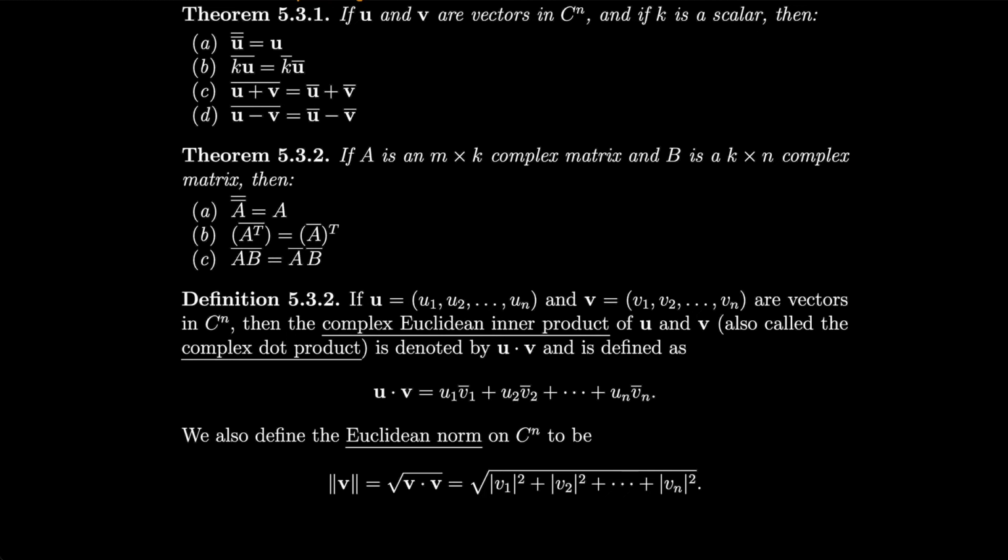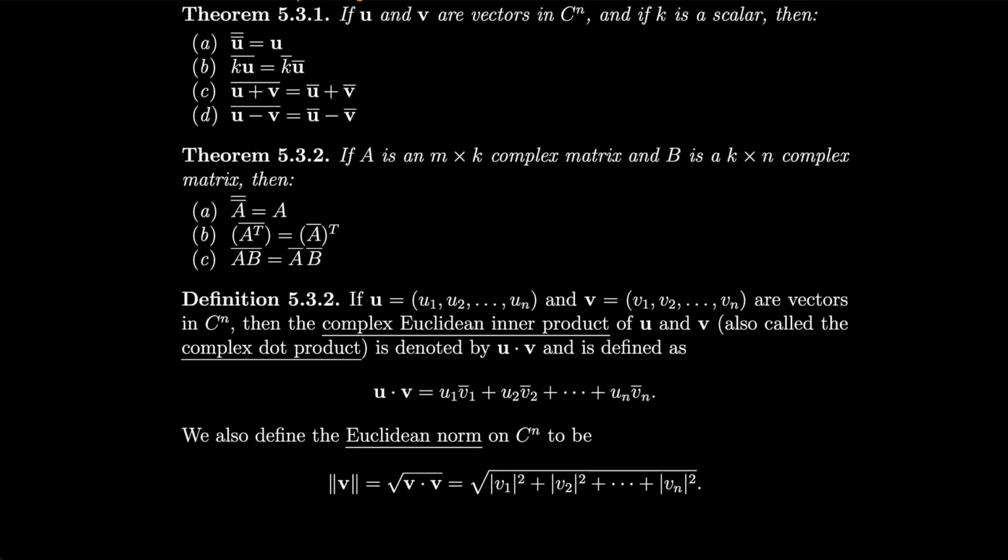If u equals u1 through un and v equals v1 through vn are vectors in Cn, then the complex Euclidean inner product of u and v, also called the complex dot product, is denoted by u dot v, and it is defined as u1 v1 bar plus u2 v2 bar, and so on. So this is very similar to the dot product we know of, where we just take each component and multiply it and add them. The only difference is you have to be very careful. The second vector that you're looking at, you have to take the conjugate of every single one of the components when you multiply them.